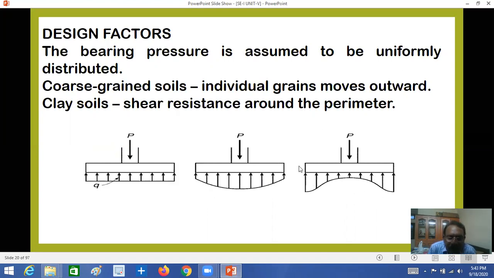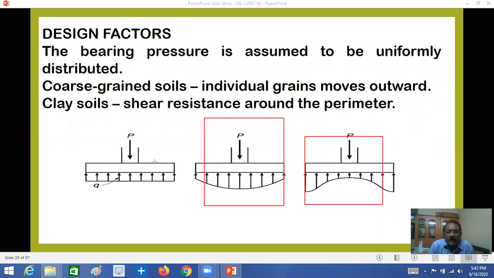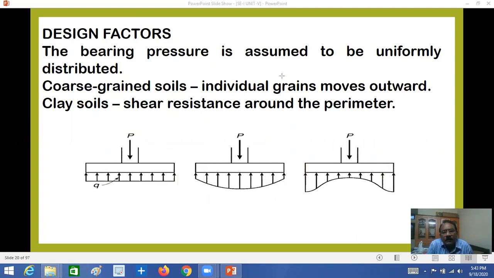This is very important. For exams, you have to always write it. You have to mention the clay soil figure and the coarse grained soil figure. These two figures are very important. However, in designs, whether the pressure is uniform, convex, or concave, we assume it to be uniform. This is a very important point as a design factor.